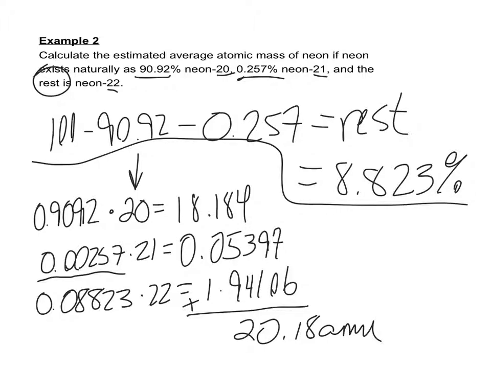Notice our check still works. We should get a number between 20 and 22, the biggest and smallest. And you can kind of make a guess. 90% of this isotope tends to be neon 20. So our average should be pretty close to neon 20. And sure enough, it is 20.18. So you can kind of use some logic to check your work. But if you're able to work through the problem, check all your math, make sure your typing's in your calculator right, you should be okay.